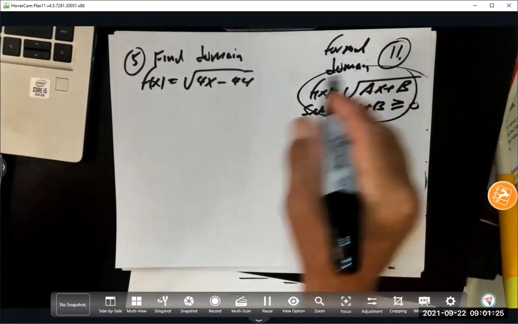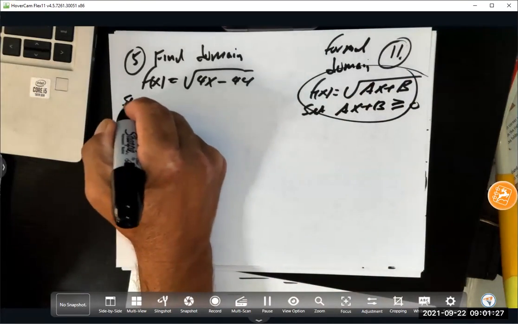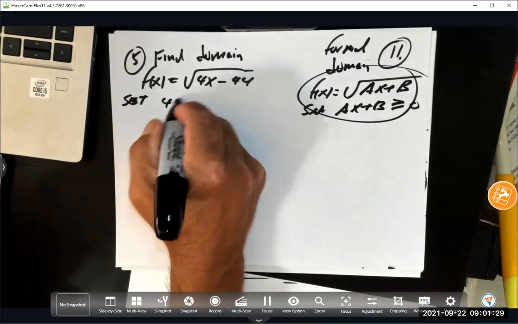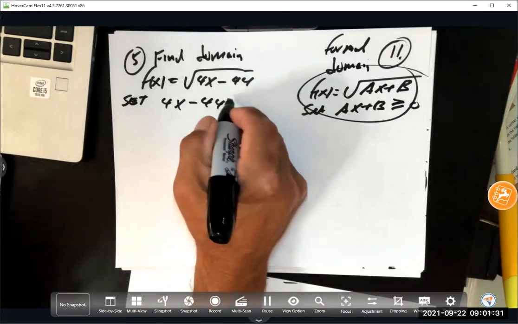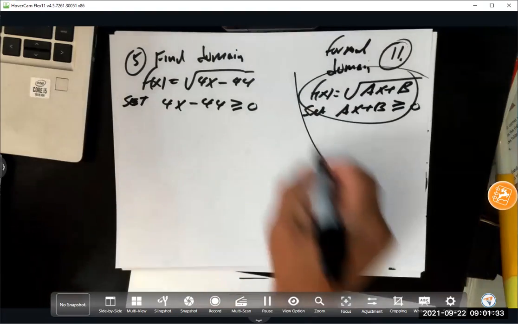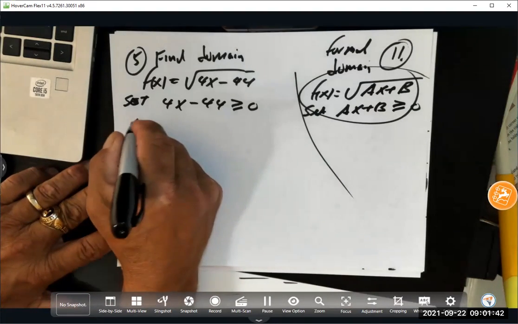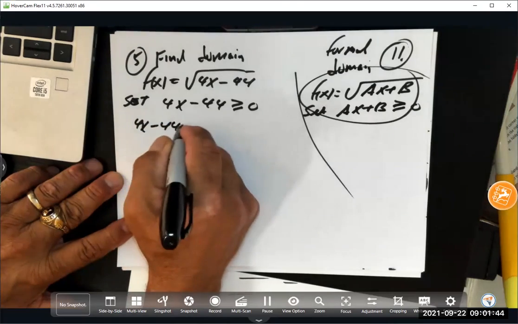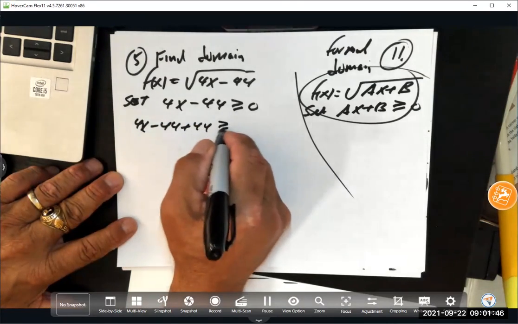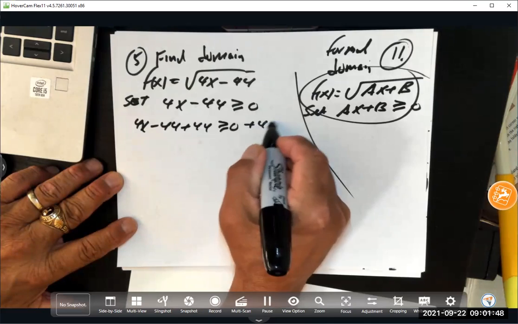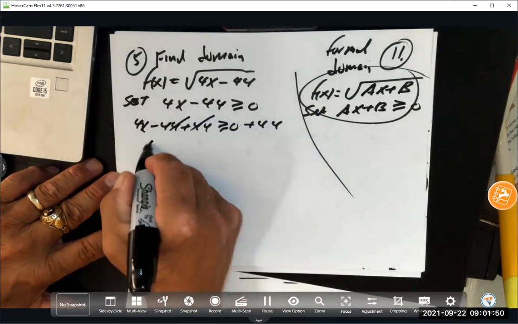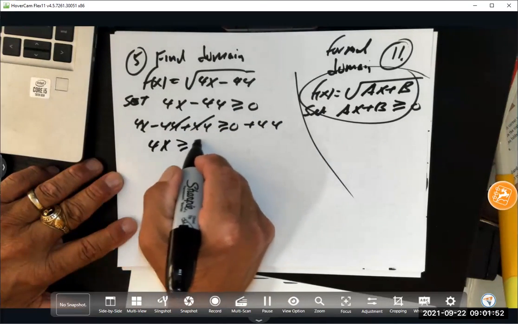Okay, this is what I'm going to do. So I'm going to set this one up. Same thing. 4x minus 44 is bigger than or equal to 0. Is that okay for the setup on it? So now you tell me, what's the next step? You add 44. Yes, exactly. You add 44. These are gone. So 4x is bigger than or equal to 44.